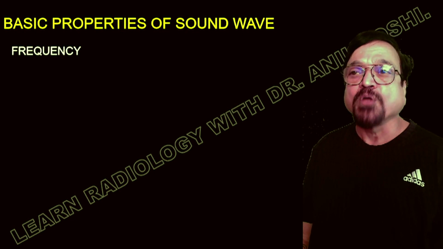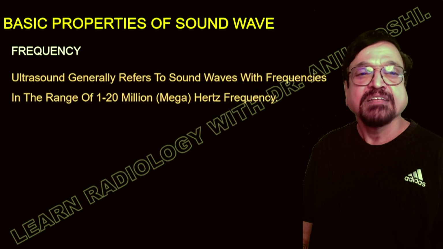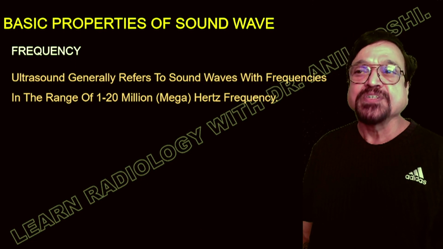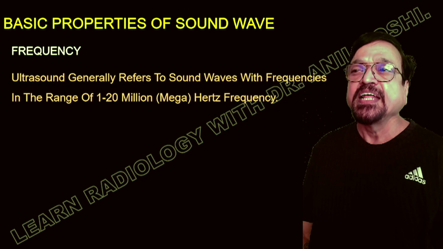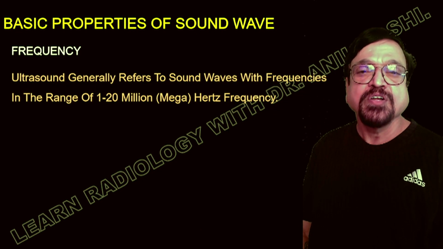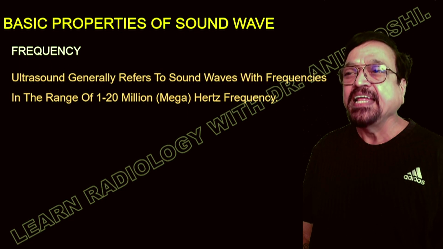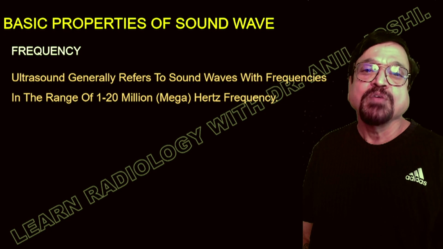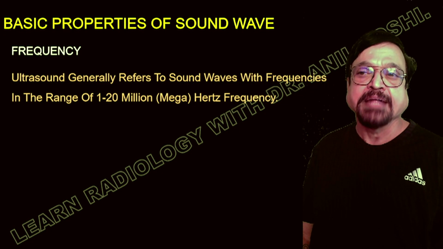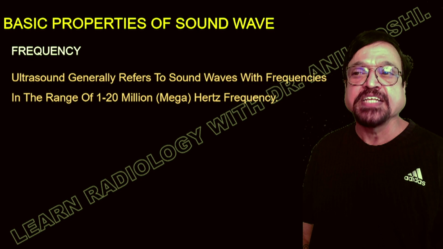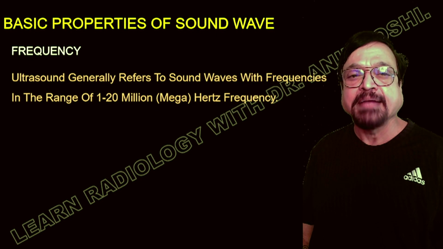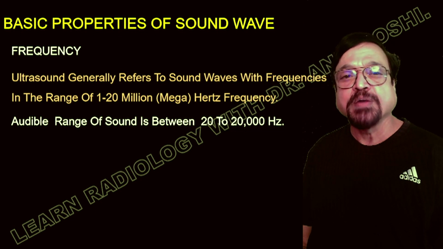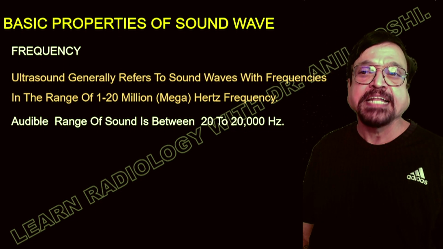Now what are the basic properties of ultrasound waves? Let's come to frequency. What is the frequency? Ultrasound generally refers to ultrasound waves with frequencies in the range of 1 to 20 million hertz, that is, megahertz, which is the normal frequency we use in routine medical practice. So the frequency of ultrasound is 1 to 20 MHz, out of which, as the frequency is higher, we get superficial structures better and there is less penetration.